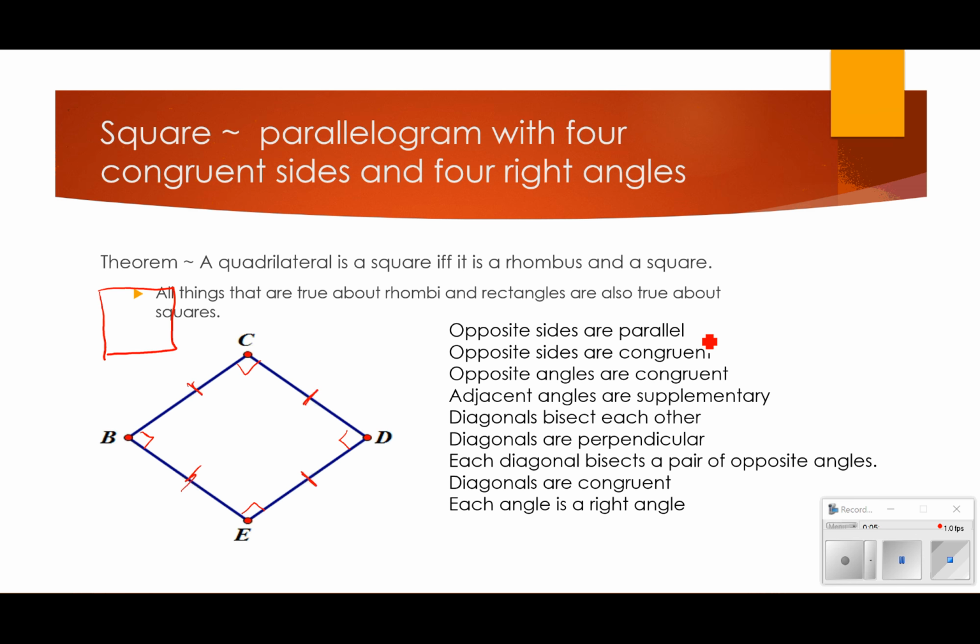Opposite sides are parallel, opposite sides are congruent, opposite angles are congruent, consecutive angles are supplementary, I should say, not adjacent. Diagonals bisect each other. Diagonals are perpendicular. Each diagonal bisects a pair of opposite angles. Diagonals are congruent, and each angle is a right angle. So the square has every property that we've discussed over the last week. Very highly specified of the parallelograms.